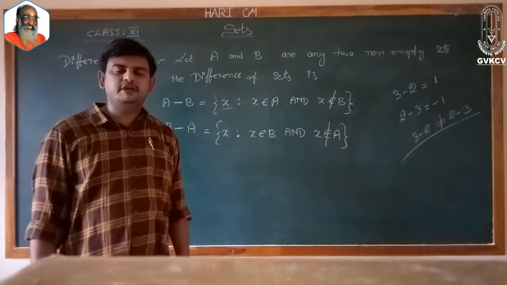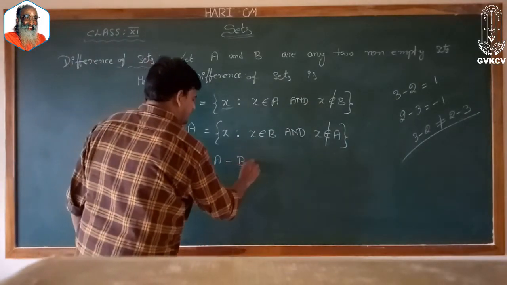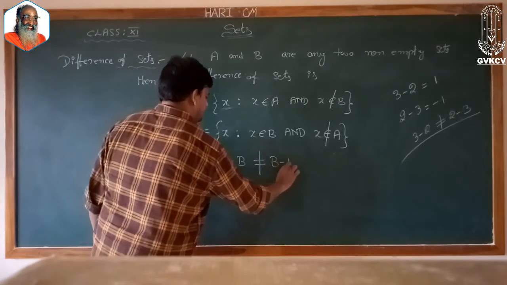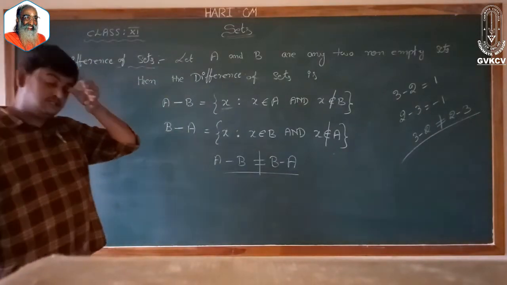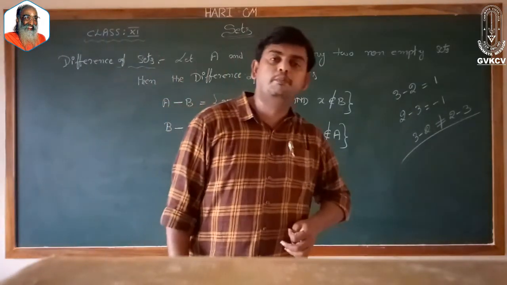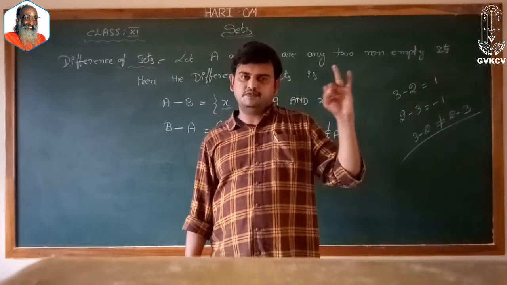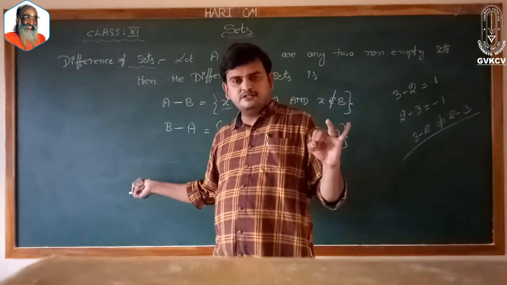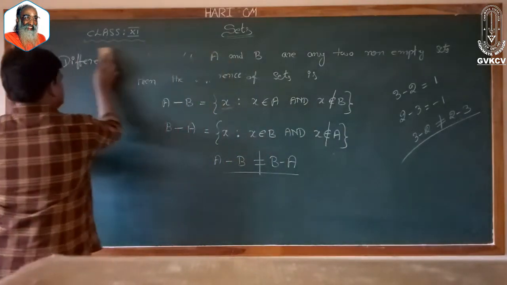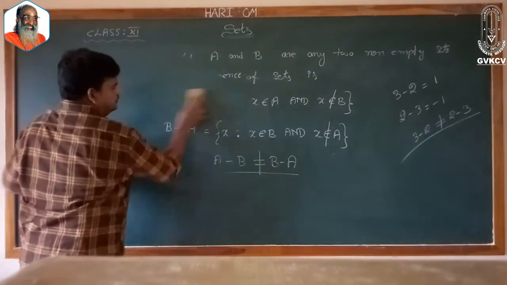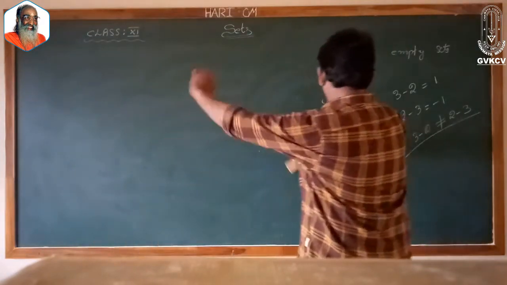When numbers do not satisfy the commutative property, it is the same in sets also. Here A minus B is not equal to B minus A. So the difference of sets does not satisfy the commutative property. Union of sets and intersection of sets satisfy the commutative property, whereas difference of sets does not. These are the definitions of union, intersection and difference of sets.